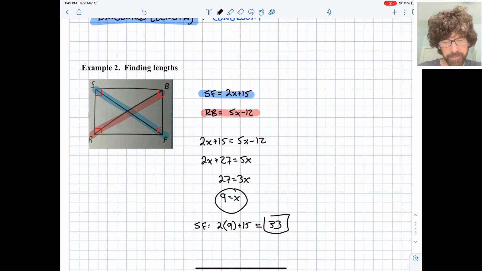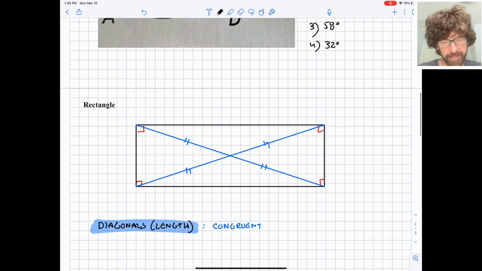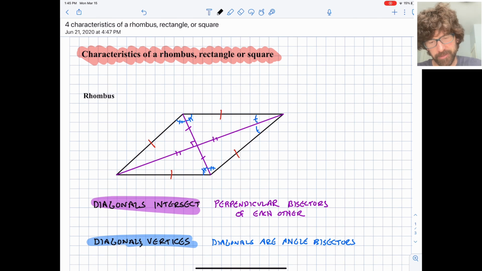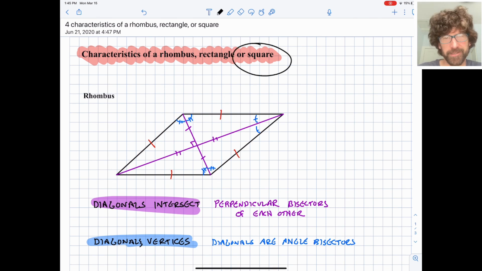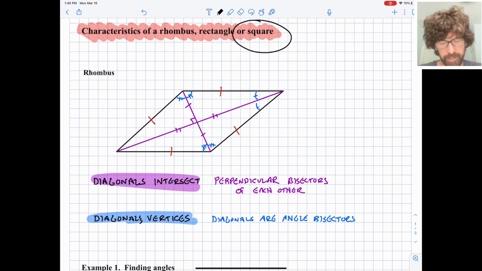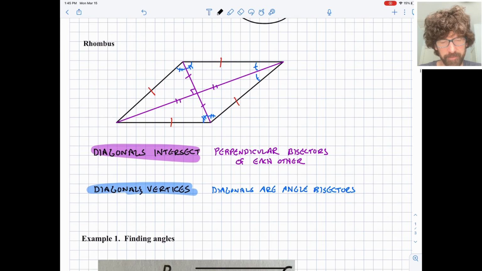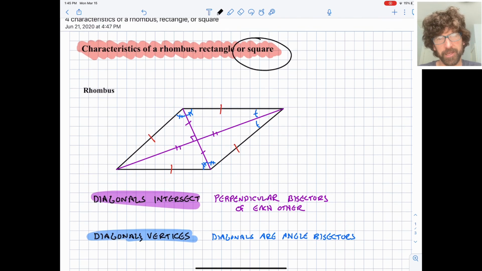Just as a quick closure piece here, I mentioned at the very top that we'd be working with squares as well. And I didn't really bring up squares. But just keep in mind that squares are particular examples of both rhombuses, rhombi, and rectangles. So any of these characteristics that apply to either a rhombus or a rectangle would also apply to squares as well.